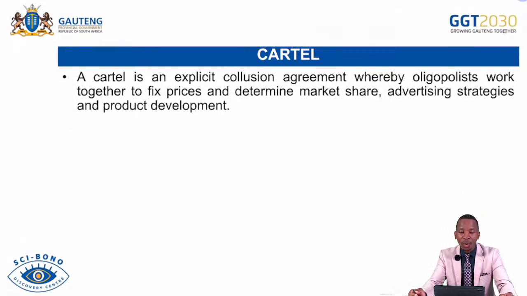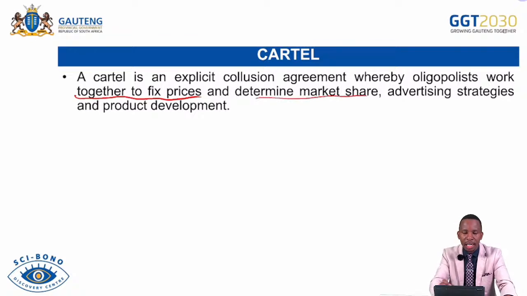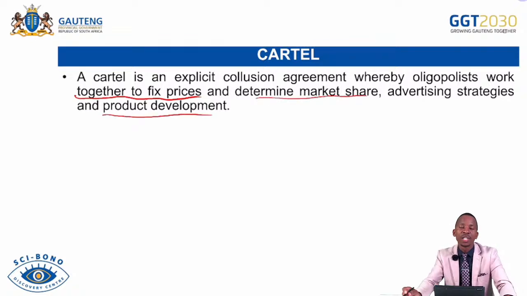So the cartel. A cartel is known as an explicit collusion or agreement whereby oligopolists work together to fix prices and determine the market share, advertising strategies, and product development. So this is known as a cartel.